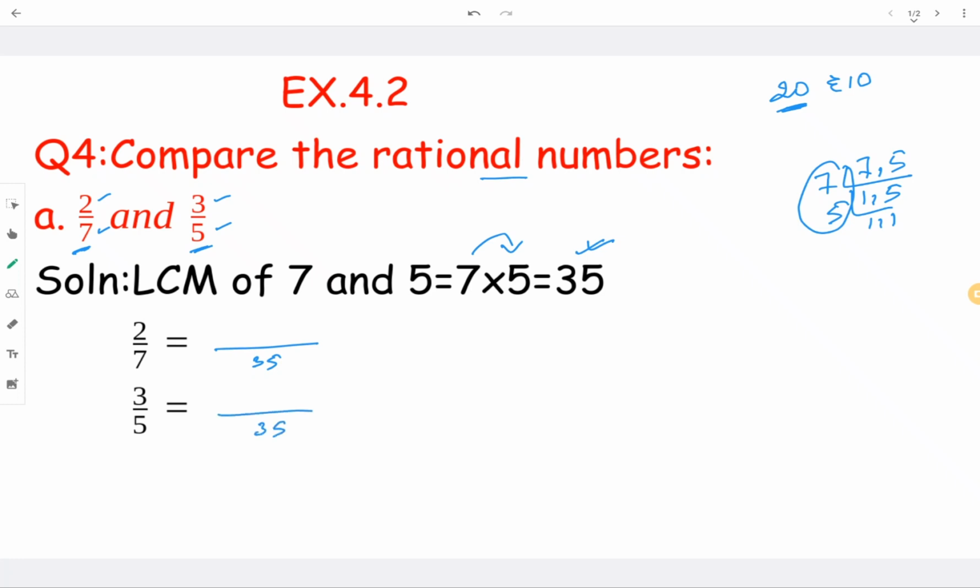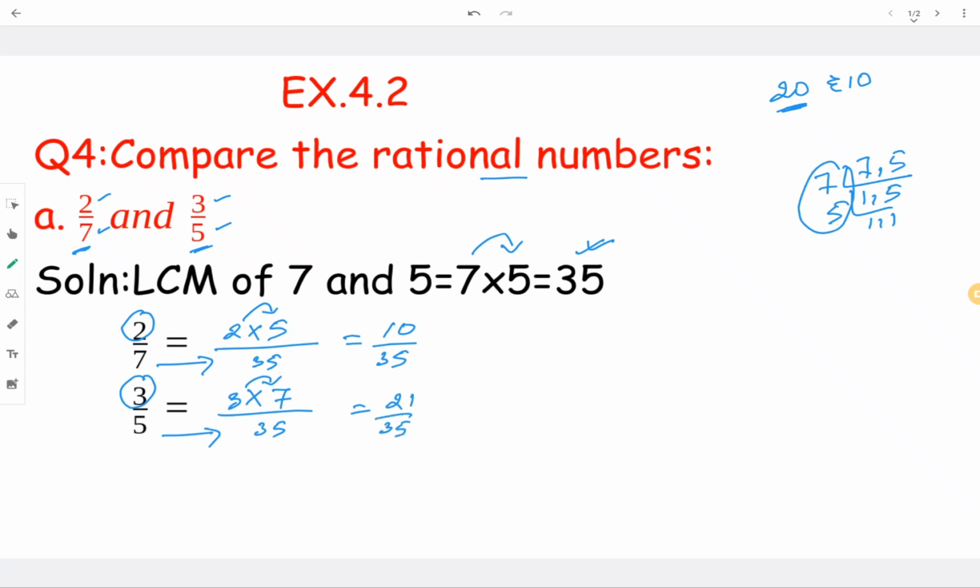Once you're done with that, look at your 2 by 7. What is your first numerator? 2, right? So write down 2 and then a multiplication sign. 7 how many times are 35? 7 fives are 35. Do the same thing for your second number. What is your numerator? 3, right? So I'm going to write down 3 into 5. 5 how many times are 35? 5 sevens are 35. Alright, once you're done with it, 2 fives are 10, and here 35. Then if you multiply these two, 3 sevens are 21 by 35.